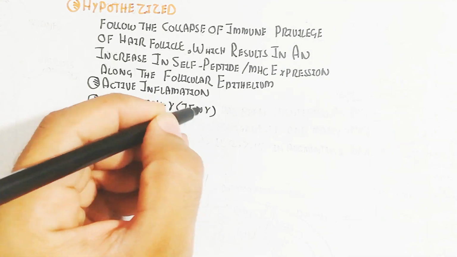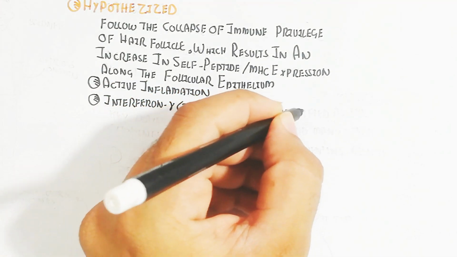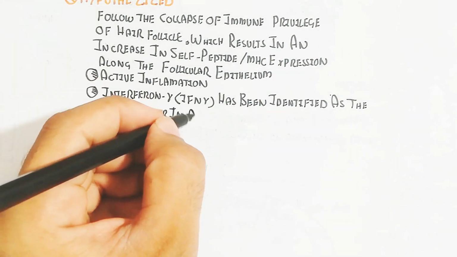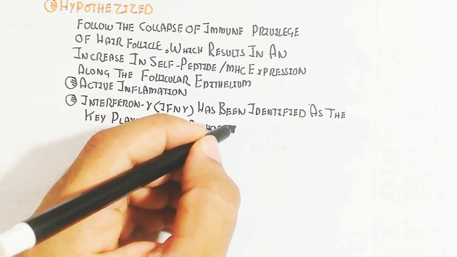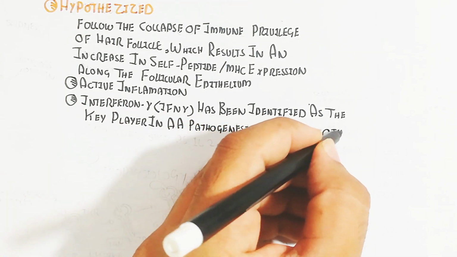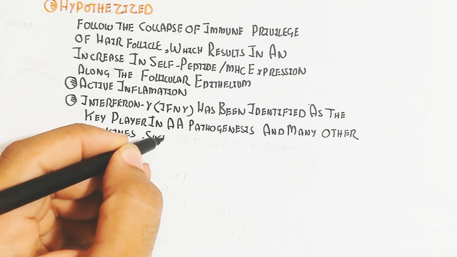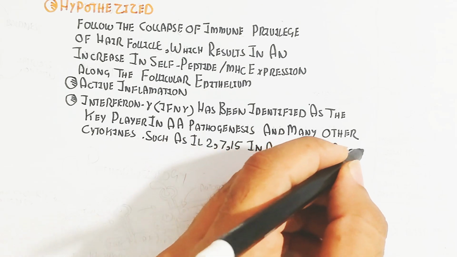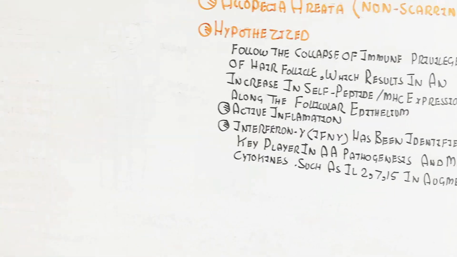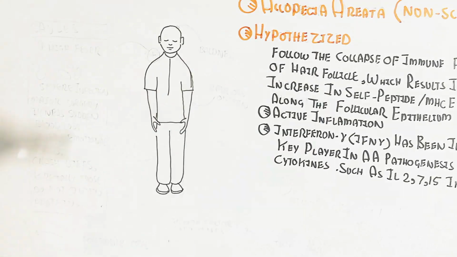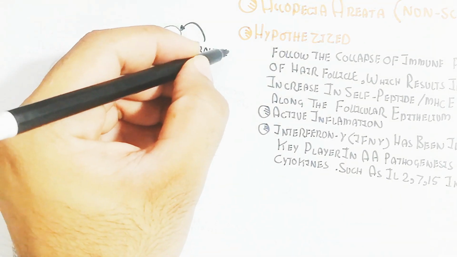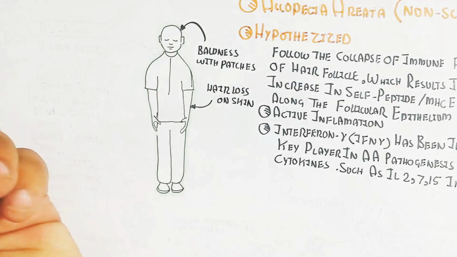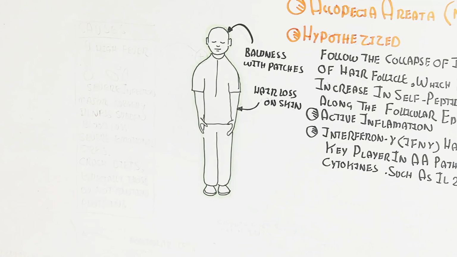On the other hand, interferon gamma has been identified as the key player in alopecia areata pathogenesis, and many other cytokines such as interleukin 2, 7, 15 augment the disease. So the cause is unknown, but here we will understand the hypothesized causes. The signs and symptoms are baldness with patches and hair loss on the skin.